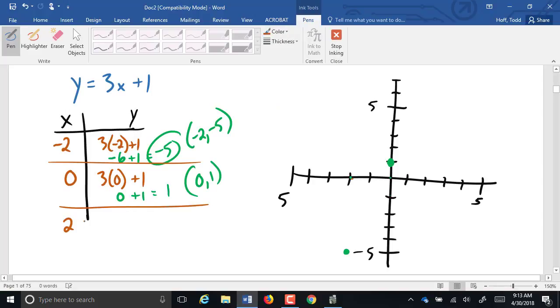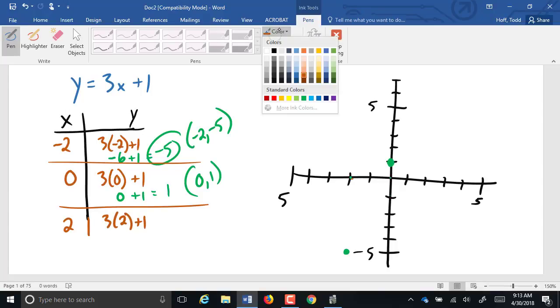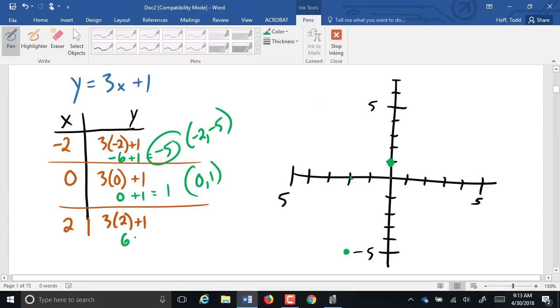Well, let's try x = 2. So y would be 3 times 2 plus 1. What is 3 times 2? 6 plus 1? 7. So when x is 2, y is 7. So 2, 7. We see that that forms a line on our graph.